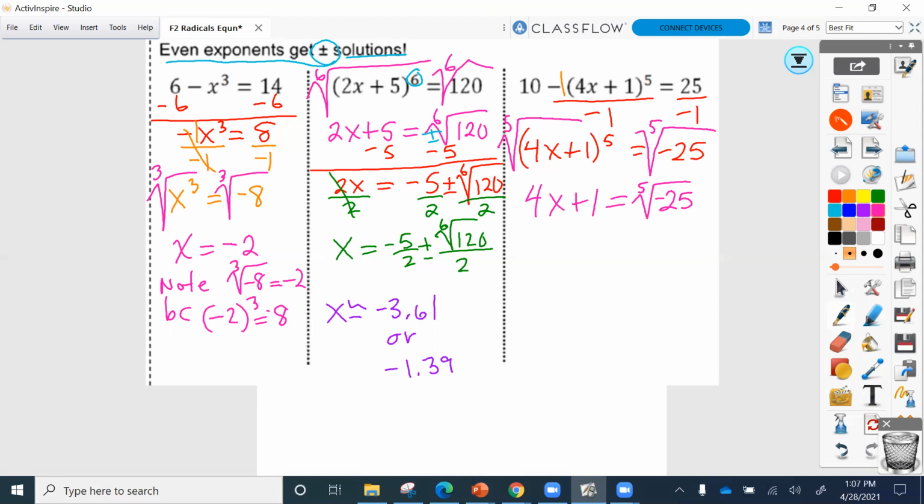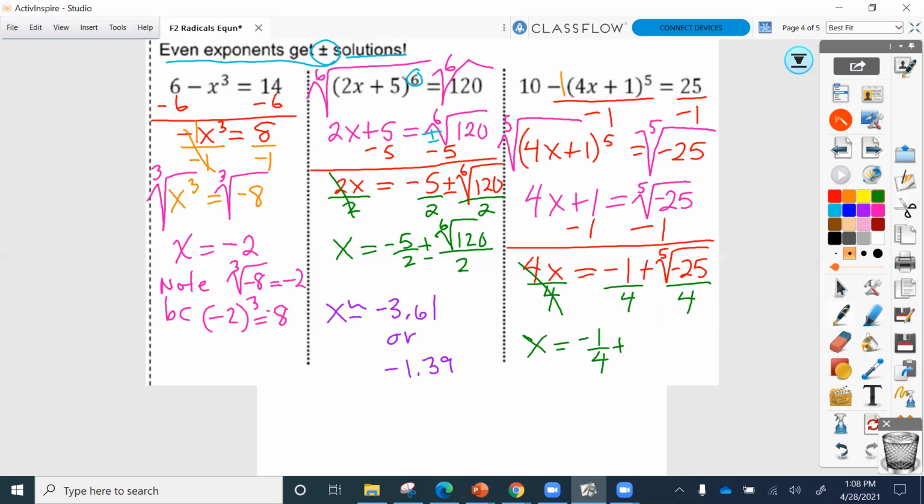All right, so the 5th root of negative 25 is a decimal, so we're not going to worry about that right now. What we're going to do is solve for x by subtracting 1. Because it's a negative number, we can take the fifth root, an odd root of a negative number. That's totally legal. And then from here, we're going to divide both sides by 4. So you have x is equal to negative 1/4 plus, and the fifth root of a negative number is always going to be a negative, so it would be plus negative fifth root of 25.